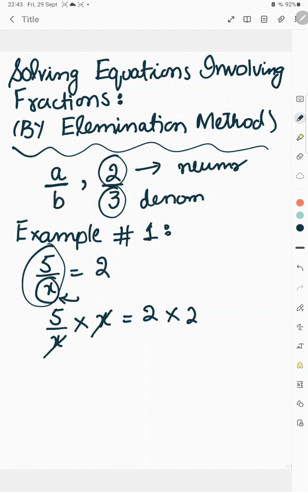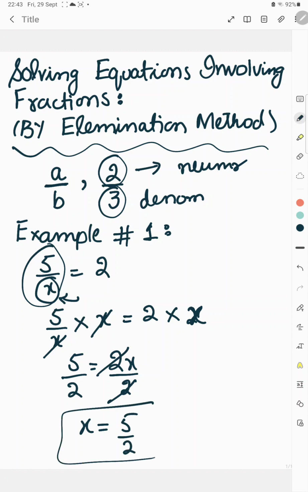So here x and x will cancel each other and we get 5, and here 2 multiplied by x is equal to 2x. Now as we need the value of x here and 2 is with x, which is something extra, we have to eliminate this 2 and we have to divide by 2 on both sides. So this 2 will cancel and we get the value of x, which is equal to 5 by 2, and this is our final answer.